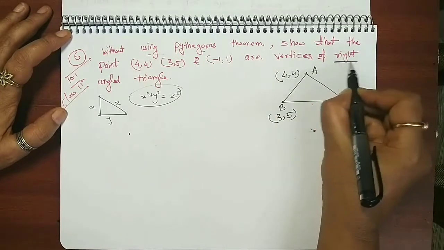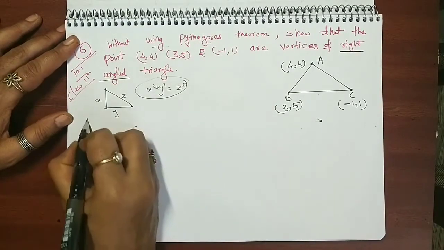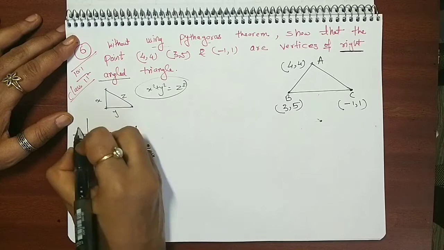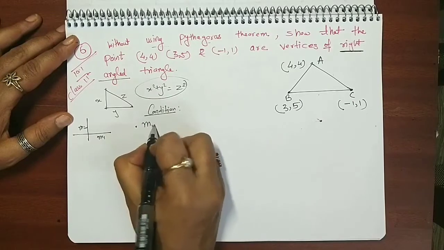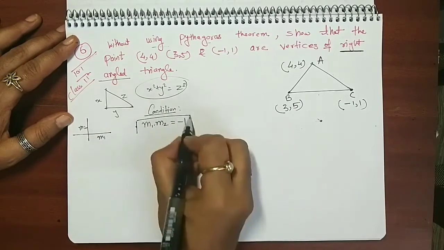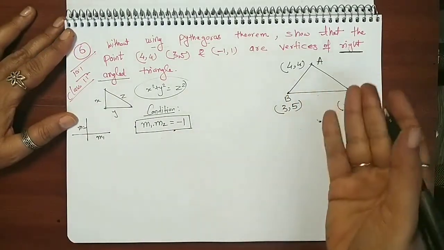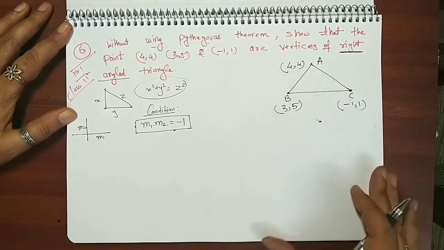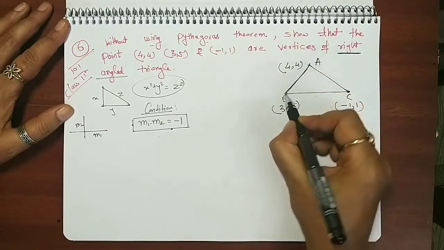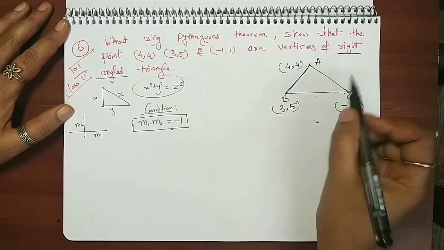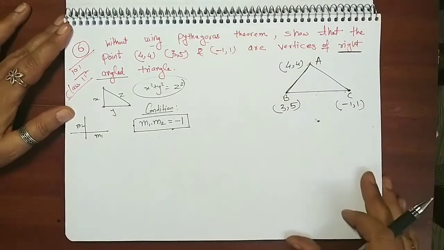For right angle, if you remember, I gave you one condition in video 1: if two lines are perpendicular with slopes m1 and m2, then what is the condition? m1 into m2 should be minus 1. So we will try to fit this condition in this triangle. If that is true, that means that particular angle is 90 degree. But to fit it there, we should find out the slopes. So let me find the slopes of AB, BC and AC, because I don't know which one is perpendicular to which line.